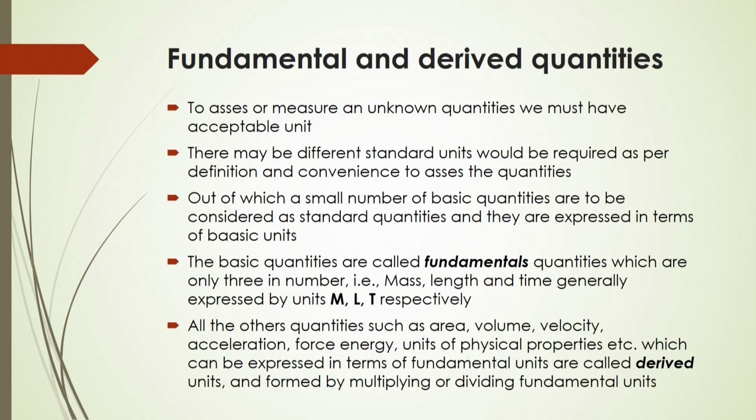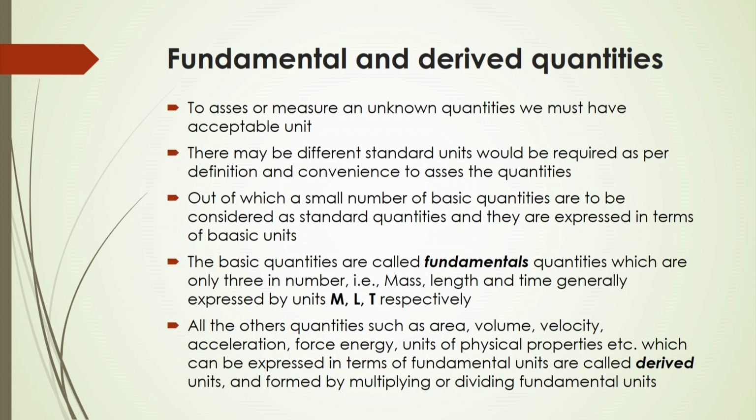Now, all the other quantities such as area, volume, velocity, acceleration, force, energy and other units of physical properties can also be expressed in terms of these fundamental units, and they are called derived units. They are formed by either multiplication or division of these fundamental units.